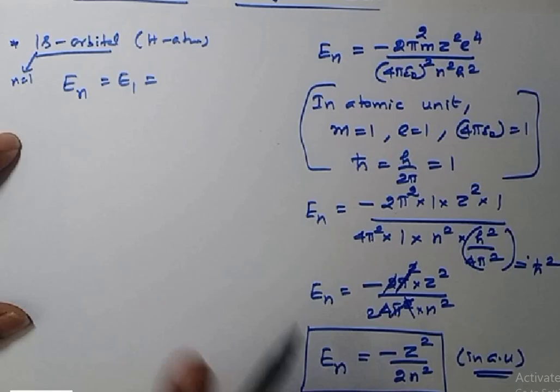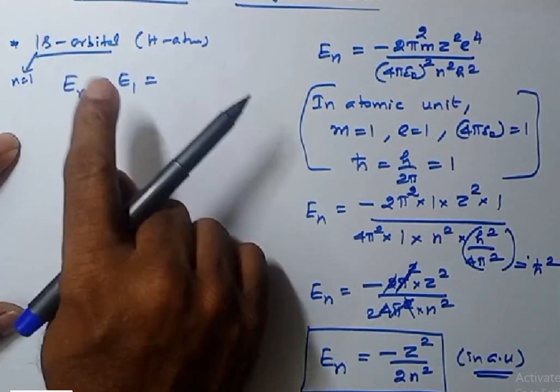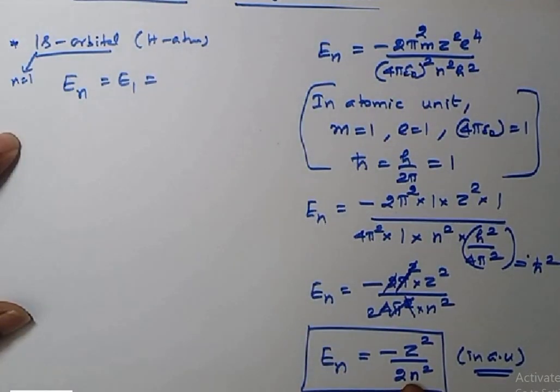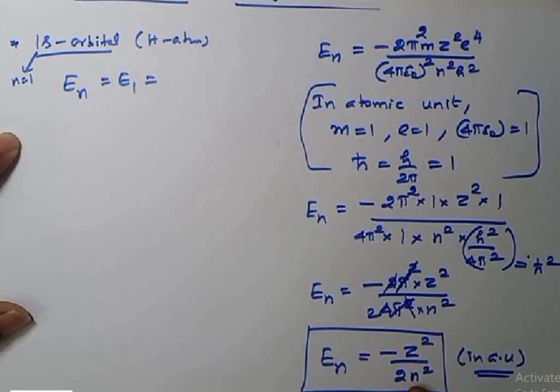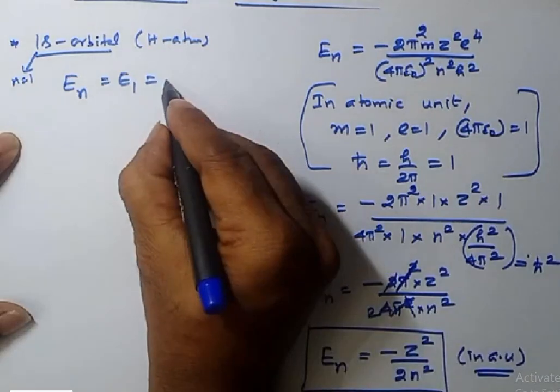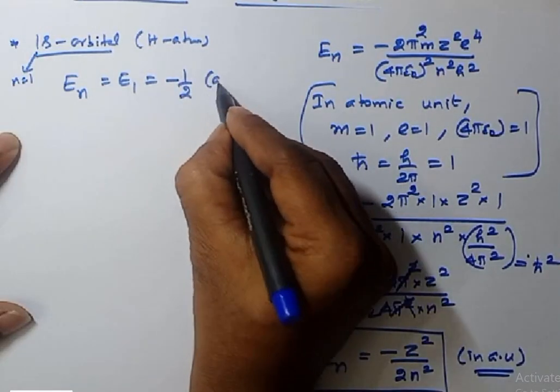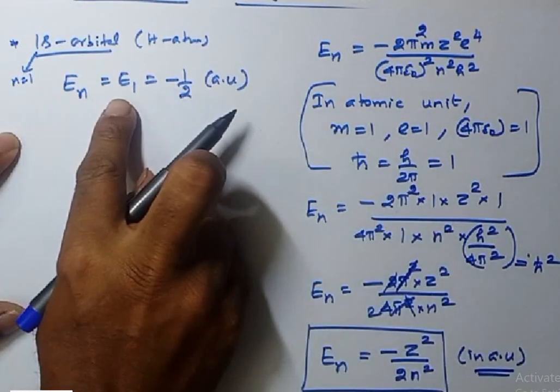Okay, yeah. So for a hydrogen atom in the 1s orbital, what is the energy? Put n equal to 1 here. For the hydrogen atom Z is 1, so 1 square is 1, and here also 1. So we get minus 1 by 2 atomic unit. This is the energy of the electron in the 1s orbital.